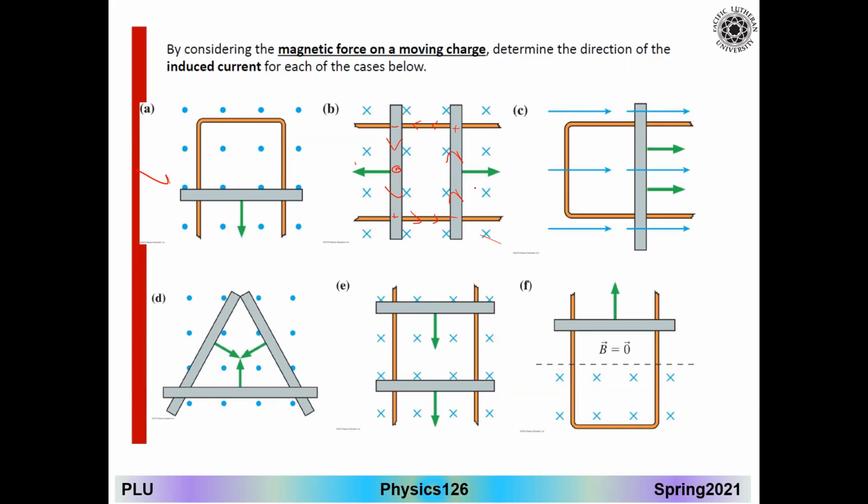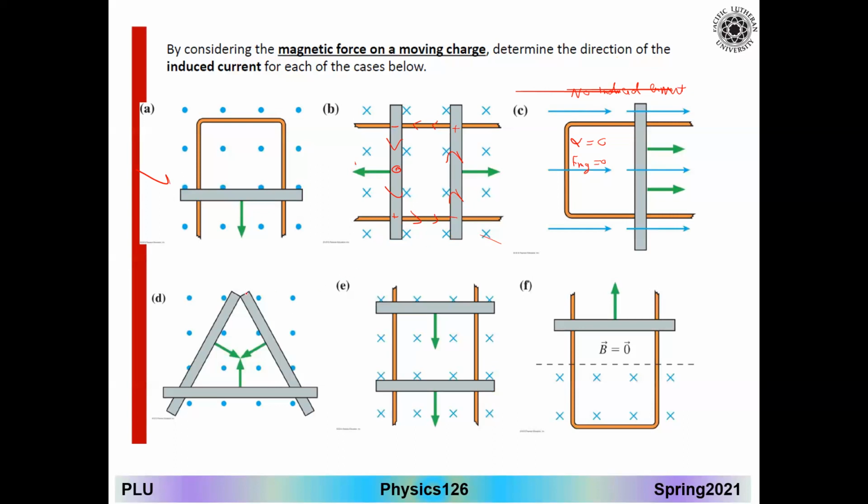Let's move to C. For C, we have the formula with sine alpha. Here is alpha, the same angle, so I have a zero angle. From here, the magnetic force will be zero. So as a result, there is no induced current.